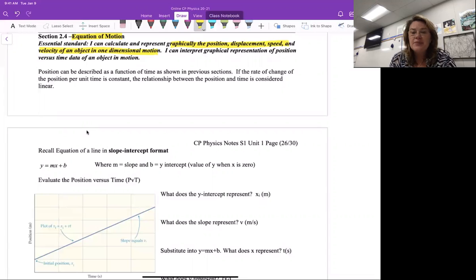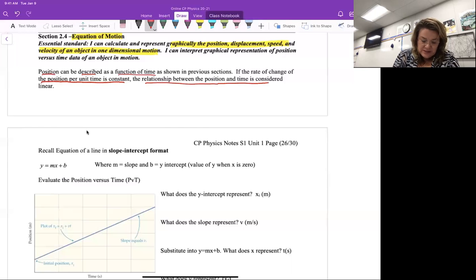So who cares about position versus time curves? Well, lots of people do, because we can use it to develop a mathematical relationship between the position and the time and make predictions about that. As you've learned, position can be described as a function of time, as shown in previous sections. And the rate of change of position per unit time is constant. This relationship is considered to be linear.